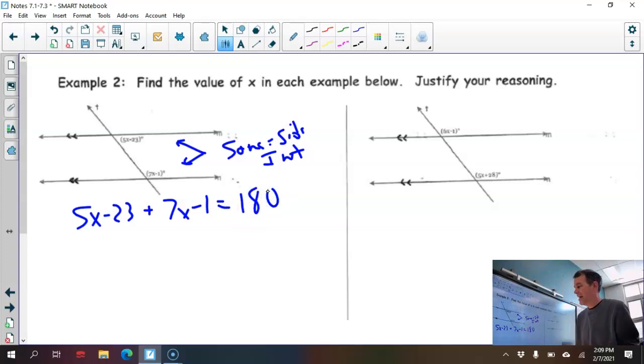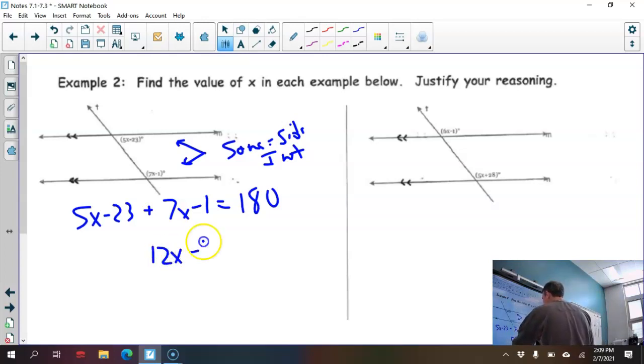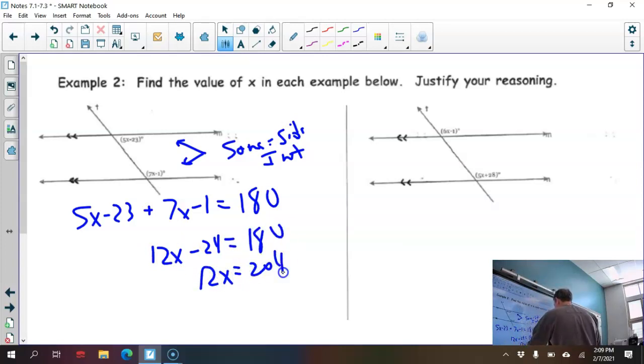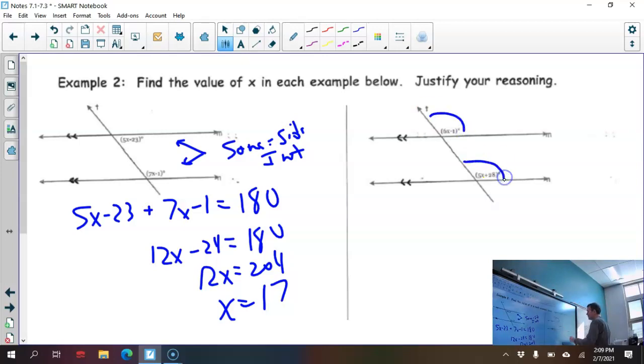I know we could all solve that if we wanted to. Do you want me to give you the answer? It's not that big a deal to me. I guess we'll just do this one. So that would be 12x minus 24 equals 180. And I would add 24 to both sides, and I would divide by 12, which is 17, I think. x equals 17.